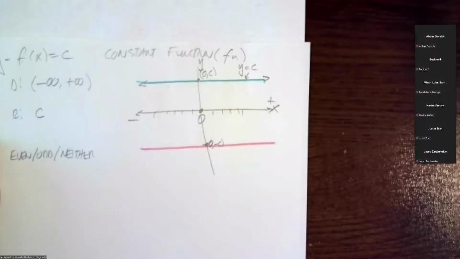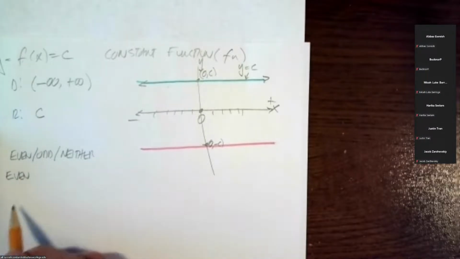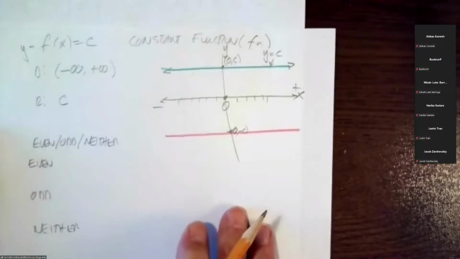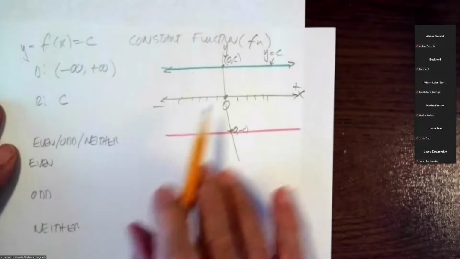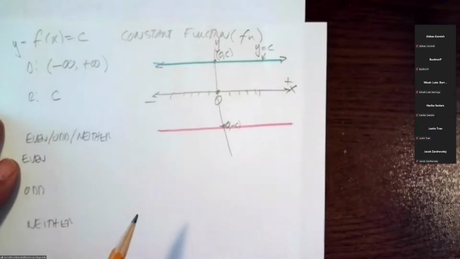Okay, and then lastly, would I call this even or odd or neither, and how do I define even, odd, and neither? If I say even, if I say odd, and I say neither, before I even answer the question, how would I define an even function? Remember?